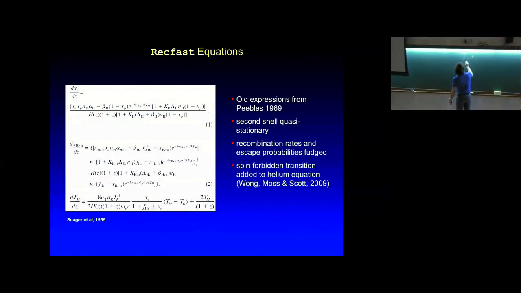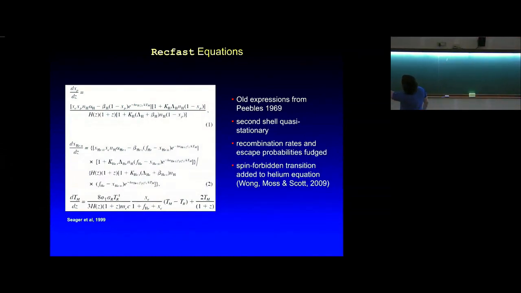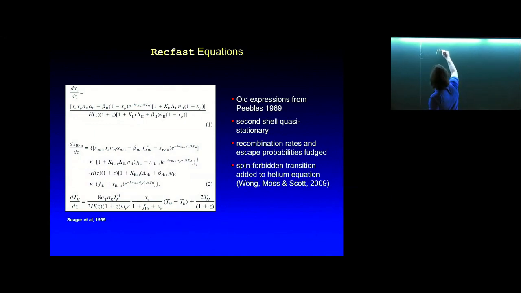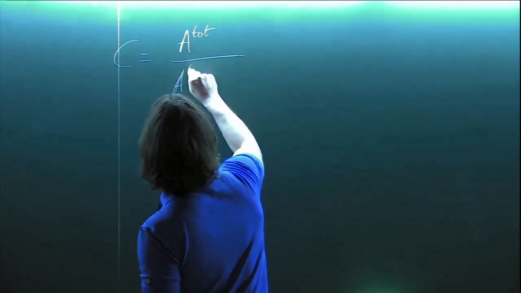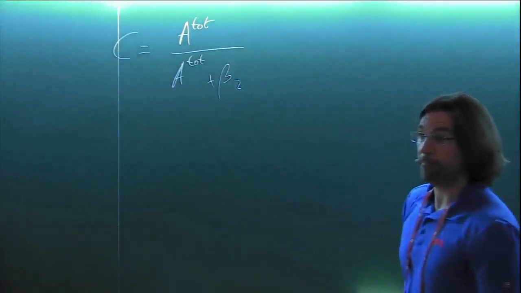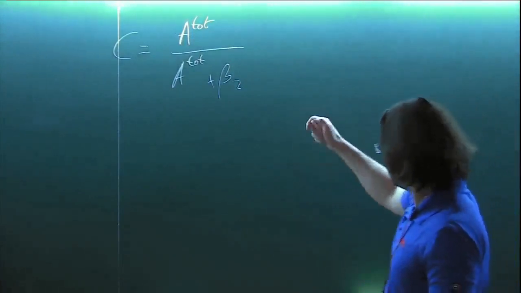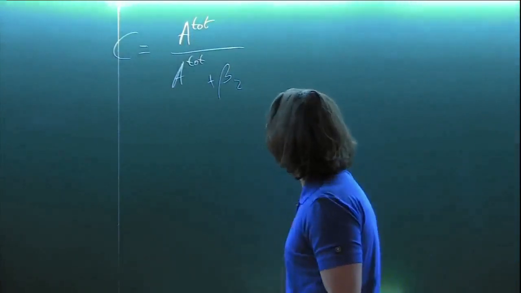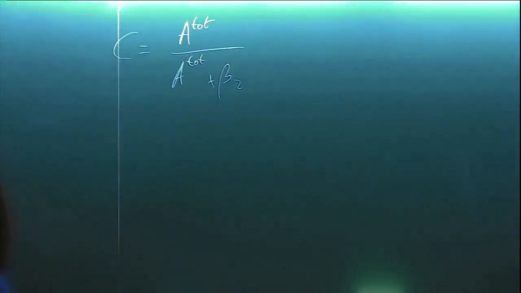So this factor C: this 1 plus kappa and so on, and here 1 plus kappa in the denominator is basically nothing else than alpha total, and then plus the recombination photoionization rate from the second shell. Right, and then here the helium equation looks very similar. I didn't do the derivation.